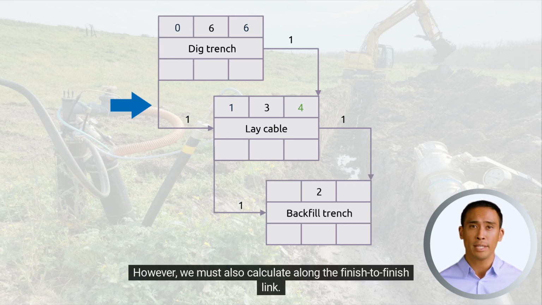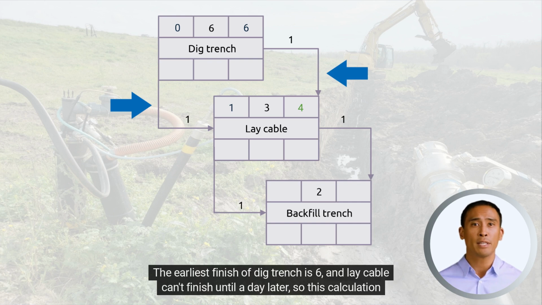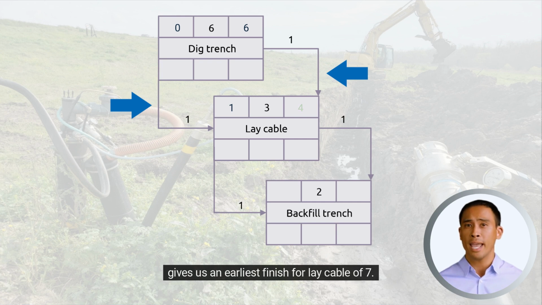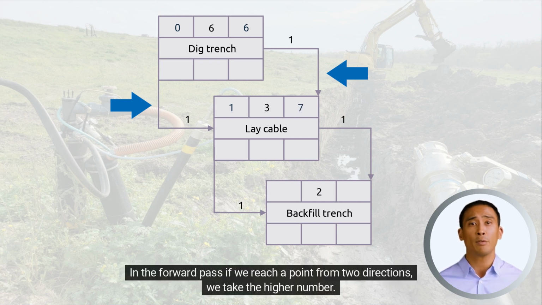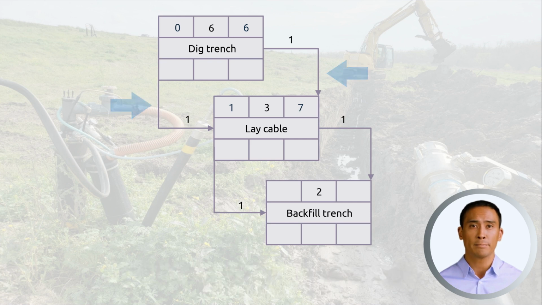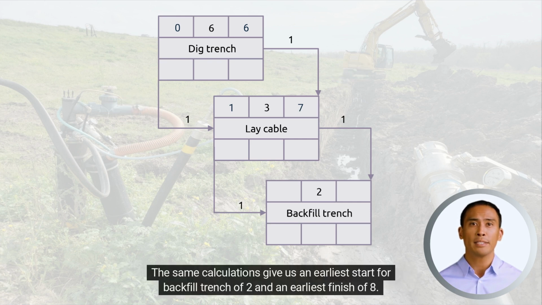However, we must also calculate along the finish-to-finish link. The earliest finish of dig trench is 6, and lay cable can't finish until a day later, so this calculation gives us an earliest finish for lay cable of 7. In the forward pass, if we reach a point from two directions, we take the higher number. The same calculations give us an earliest start for backfill trench of 2 and an earliest finish of 8.